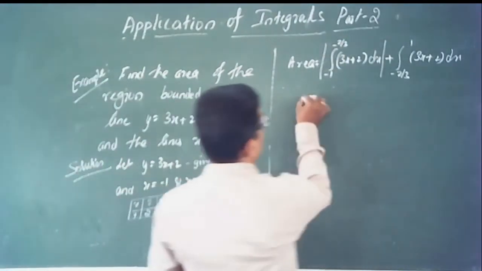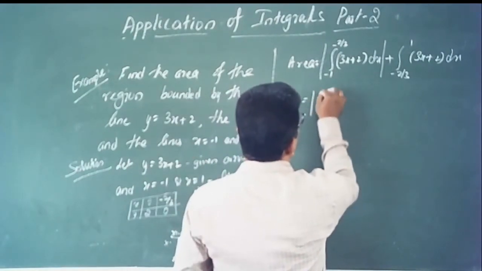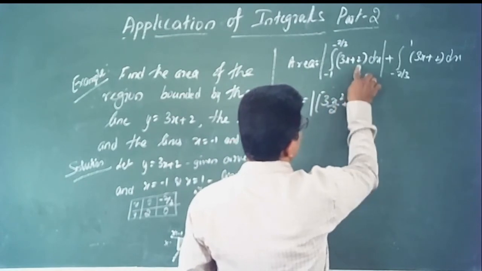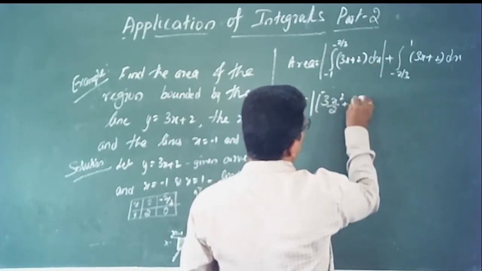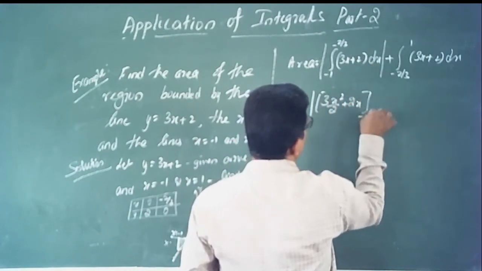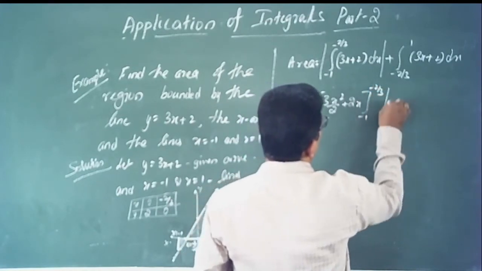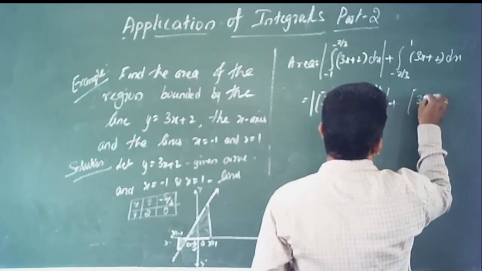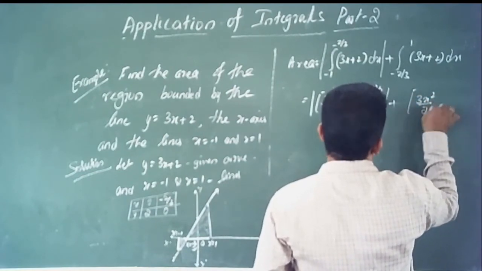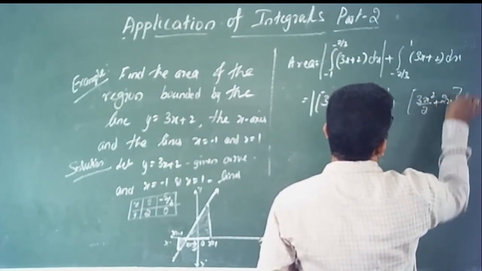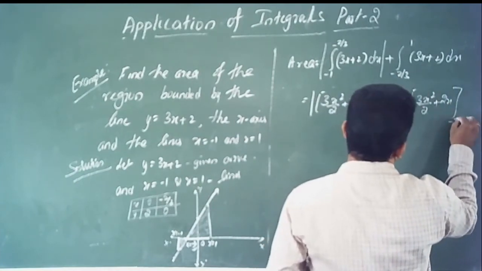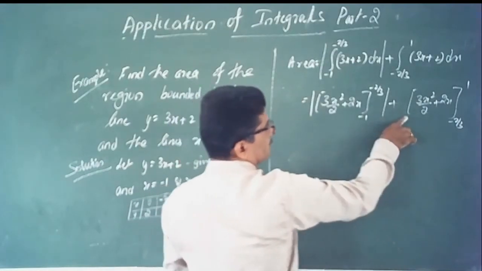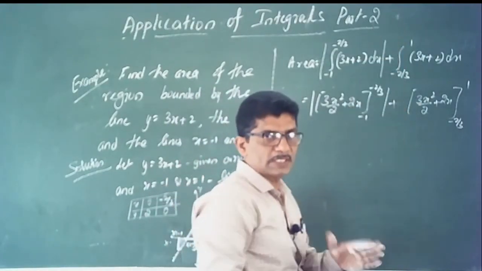Its value is equal to, you know that the integral of 3 into x means 3x square by 2 plus constant with respect to x means constant into x, 2x. The range is minus 1 to minus 2 by 3, plus here also you know that 3 into x square divided by 2 plus 2x. The integration is the same because it is the same function, the limits change: minus 2 by 3 to 1. Here modulus is not needed because the curve is above the x-axis.